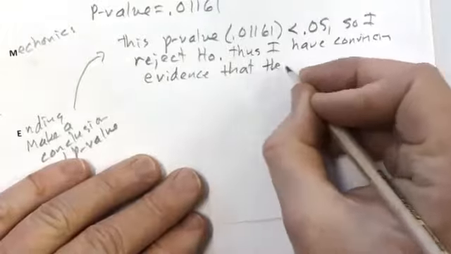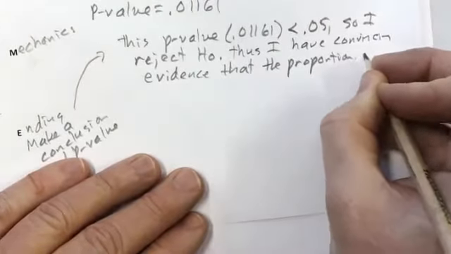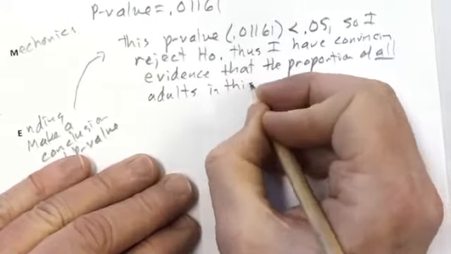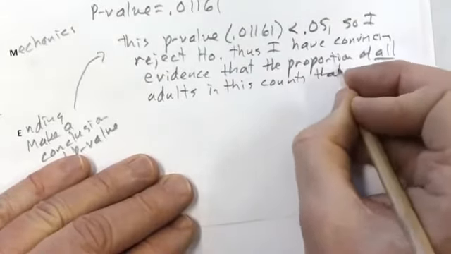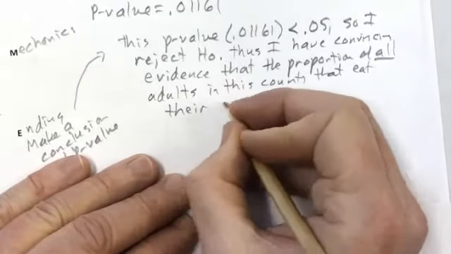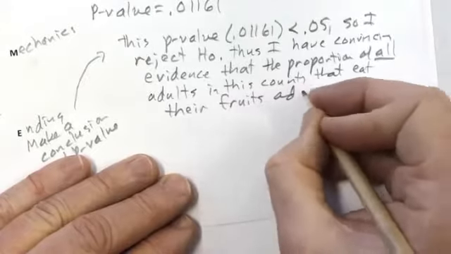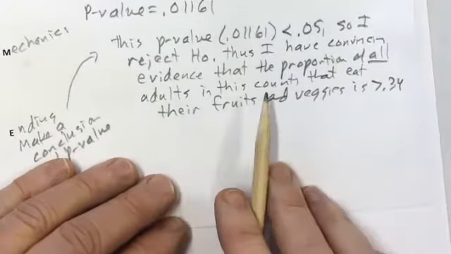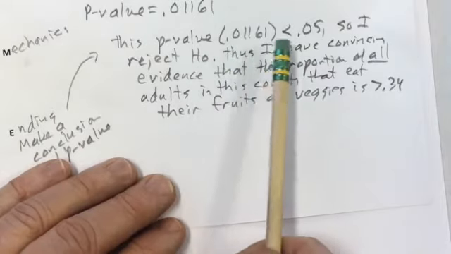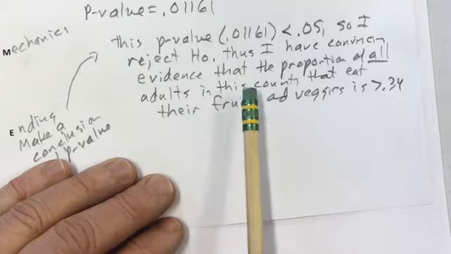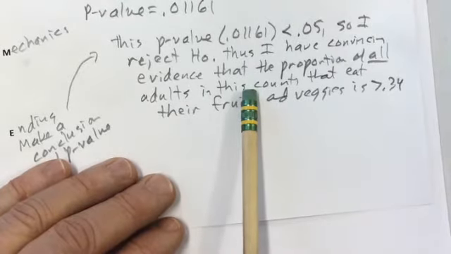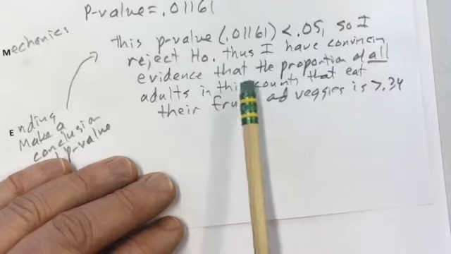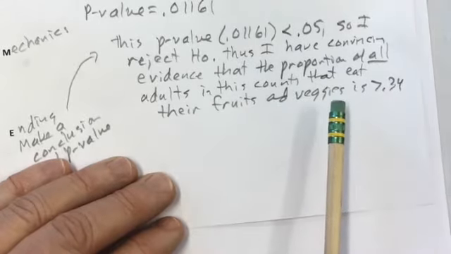That the proportion of all adults in this county that eat their fruits and veggies is greater than 0.34. So there is drawing a proper conclusion. You clearly have compared your p-value with your alpha value. Since it's less than 0.05, you reject the null and have convincing evidence for the alternative, and you say what the alternative is, okay? If the p-value is greater than 0.05, you would say, I failed to reject the null. I do not have convincing evidence that, and you restate the alternative in context. That's what you're going to do.